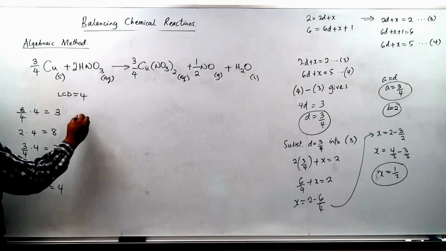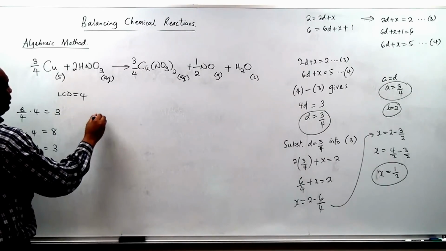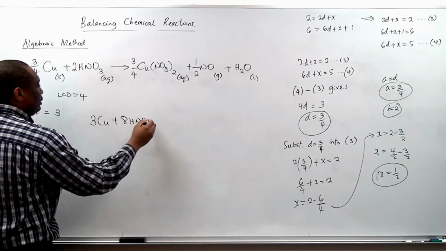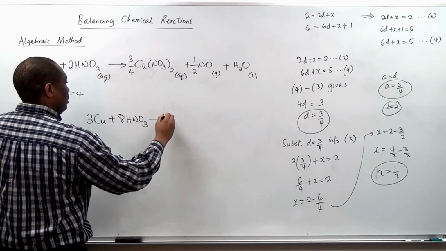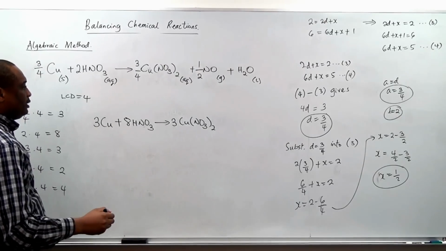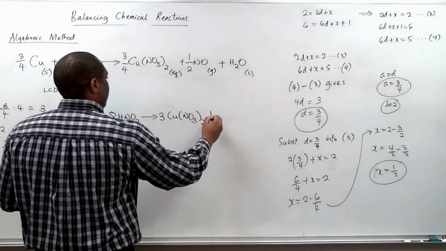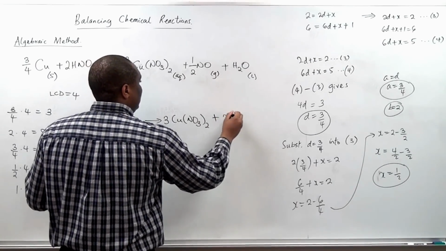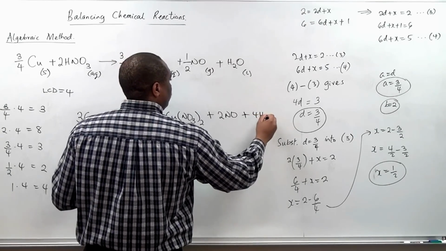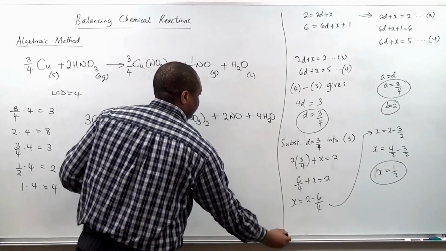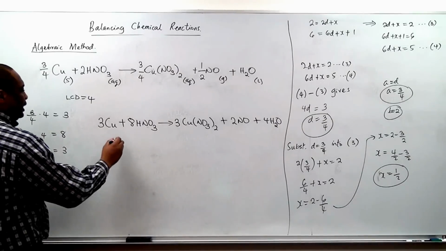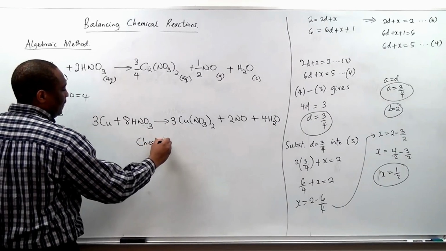So let's finish it. So this is 3 copper plus 8 nitric acid to give 3 moles of copper nitrate, and 2 moles of nitrogen oxide, and 4 moles of water. Okay. And this is the balanced equation. You can now check by inspection.